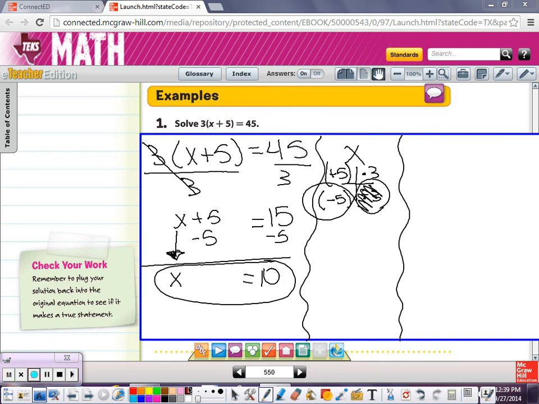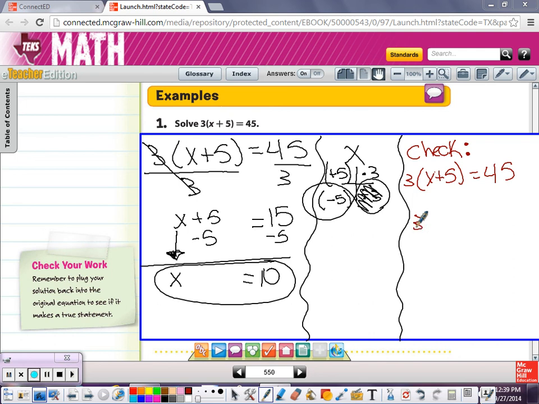So I'll go ahead and do that. We're going to check. And you guys will be doing this also in order to make sure you get the right answer. When you're doing these checks on your own, if you don't get the right answer, come and talk to me and maybe we can figure out what went wrong. Quite often it's just a really simple basic math mistake. So my original equation was 3 times parentheses x plus 5, close parentheses, equals 45. Wherever I see an x, I'm going to plug in a 10.